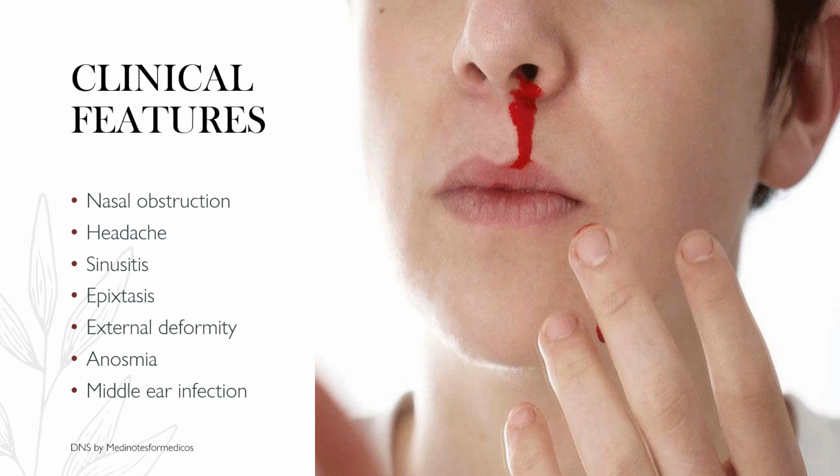Sinusitis is caused by the obstruction of the sinus ostia, which causes poor ventilation of the sinuses. Then we have the external deformity. If the nasal deviation is because of the cartilaginous portion, then it is associated with cartilaginous deviation, or it can be both bony and cartilaginous dorsum of the nose, or it can be the deformity of the nasal tip or the columella. And we have the anosmia. Anosmia means a total or partial loss of the smell.